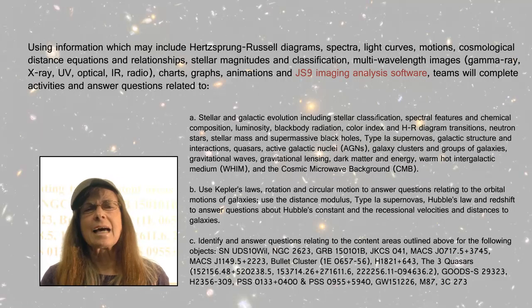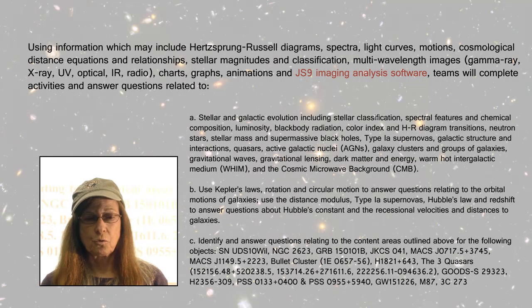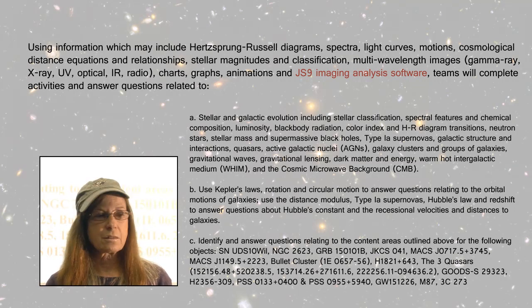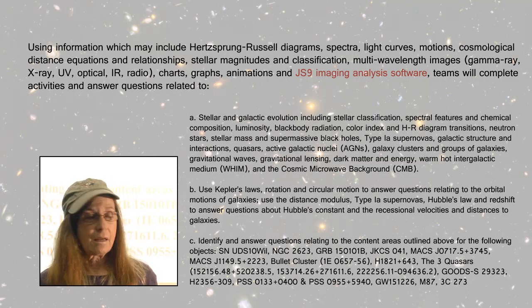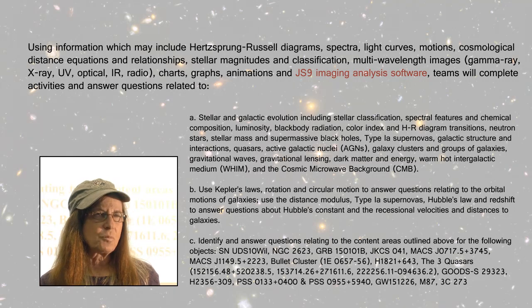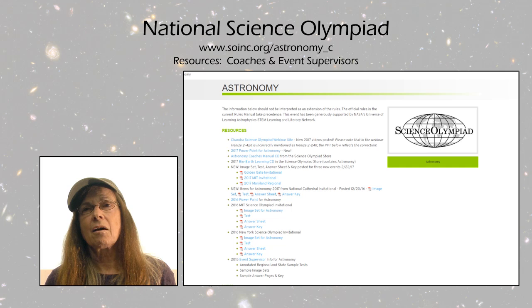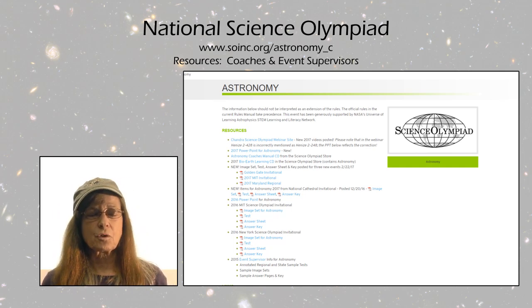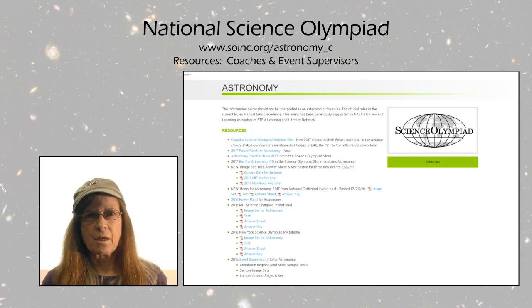So those JS9 image analysis software tools can be used to analyze the same information that's in the event description using either maybe not those exact deep sky objects, but ones very, very similar. And of course, every single thing that we're going to be producing for you for resources will be posted on the National Science Olympiad website.